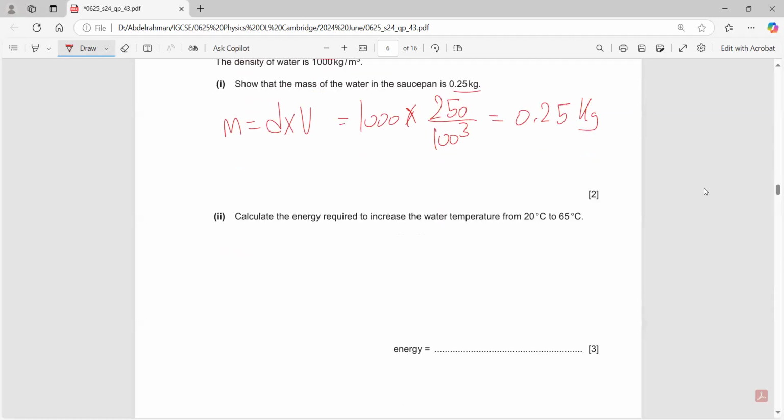Calculate the energy required to increase the temperature from 20 to 65. E equals mc delta T. The mass is 0.25 kilograms, the c is 4,200, and the delta T is 45, which is 65 minus 20. 0.25 times 4,200 times 45 is 47,250 joules. So you can write it as 4.7 times 10 to the power of 4 joules.